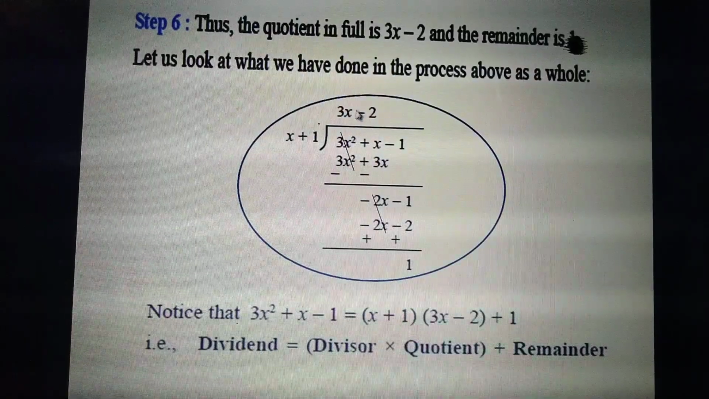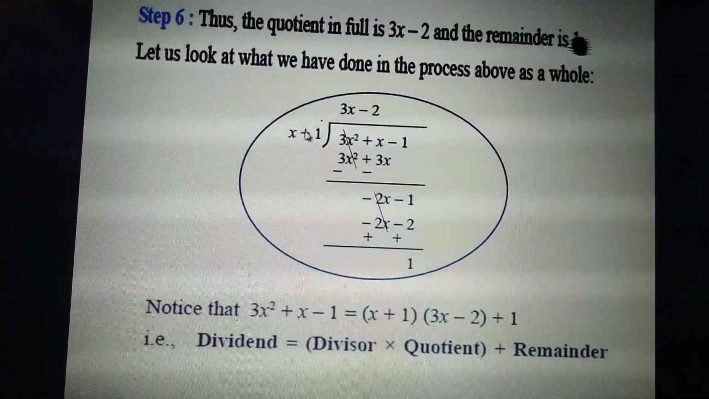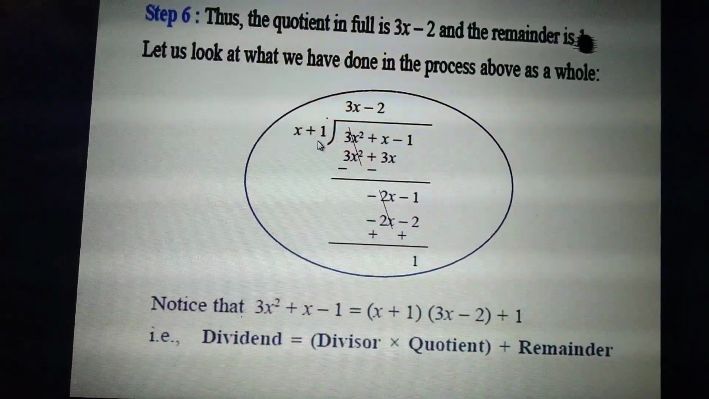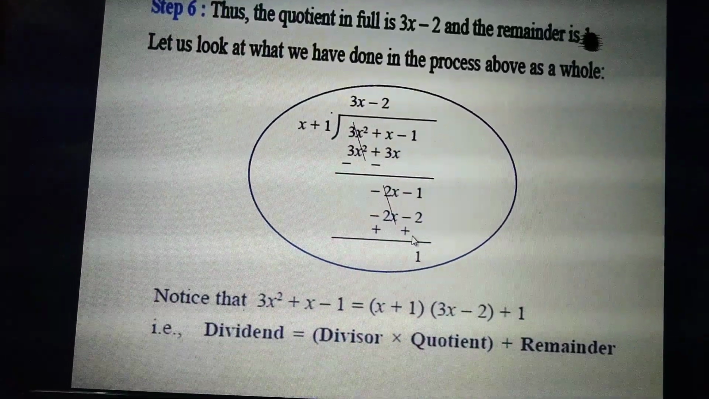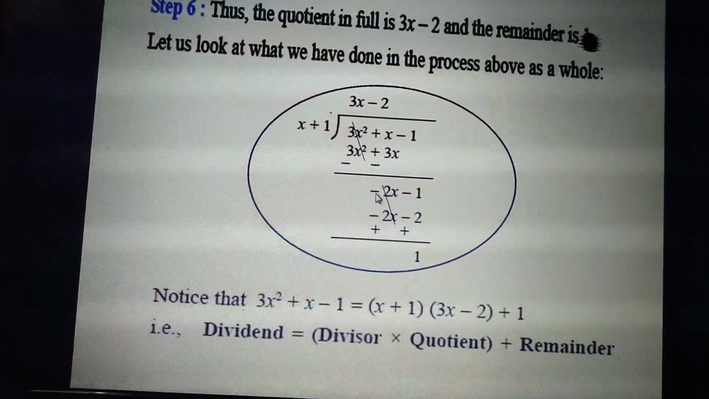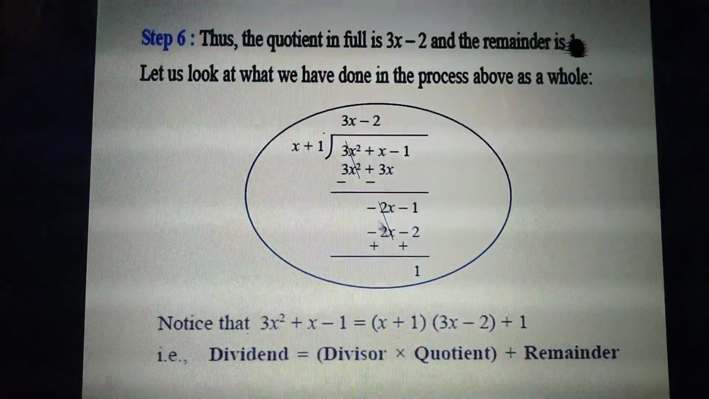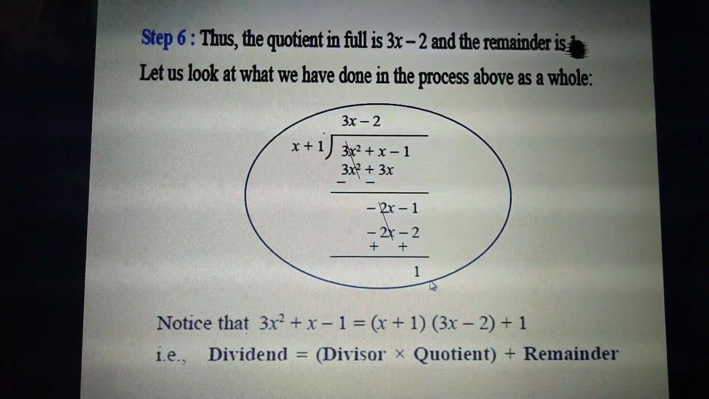So with the minus 2, we should multiply x plus 1. So minus 2 into x, minus 2x. Minus 2 into 1, minus 2. So again change the sign and add. So here plus, here also plus. So here minus 2x plus 2x cancel. Minus 1 plus 2, the answer is 1.